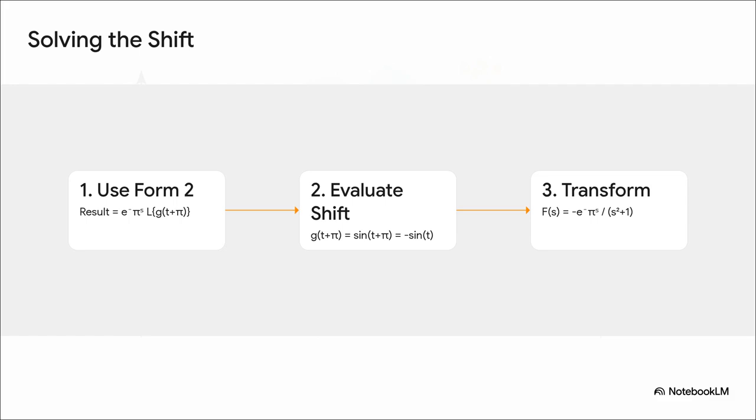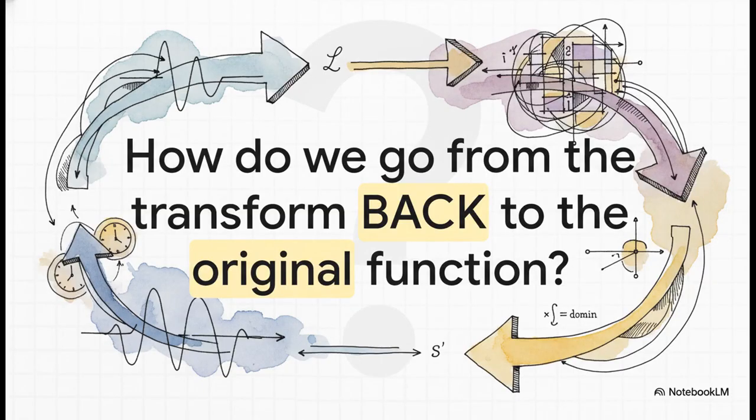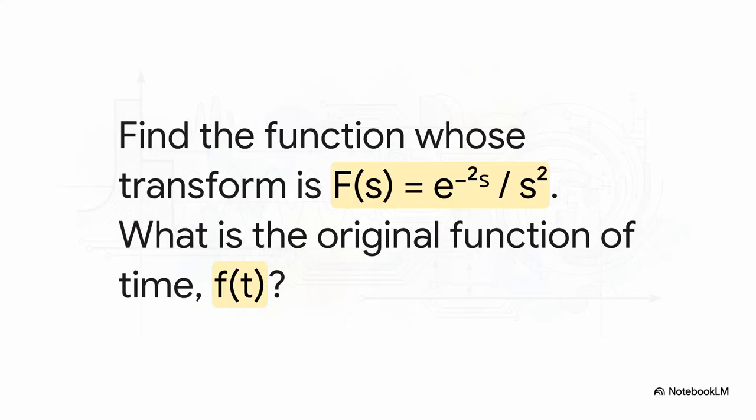Once we have that, the rest is easy. We transform negative sine of t and multiply by our exponential term. Done. So we've gone from the time domain to the S domain pretty successfully. But a lot of the time, when we're solving differential equations, we need to do the exact opposite. We'll end up with a transform, and we have to figure out what function of time it came from. So for our final example, let's tackle that.